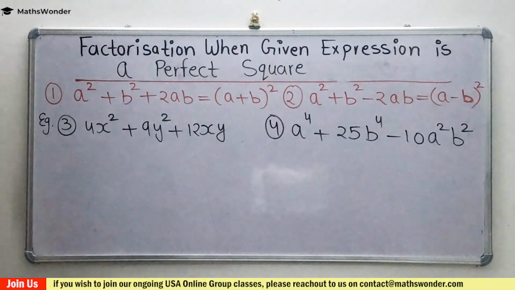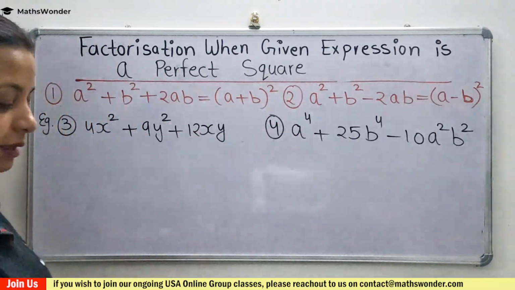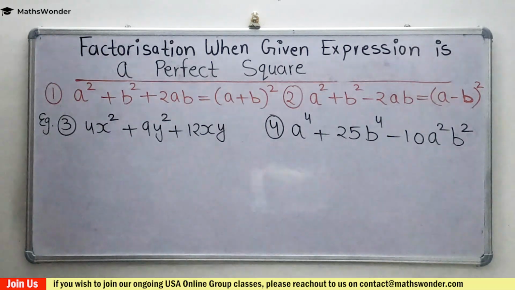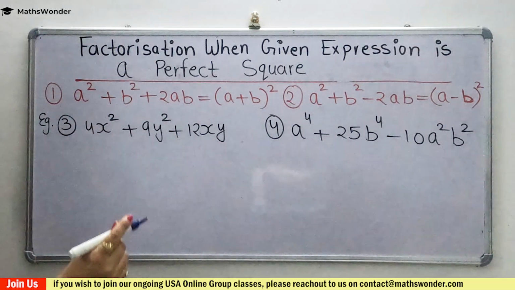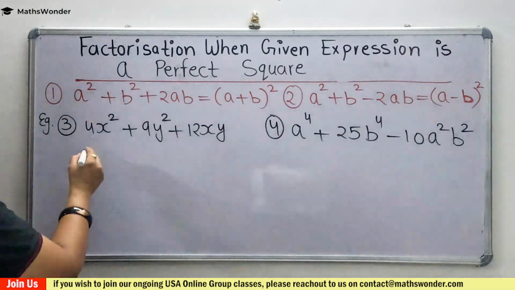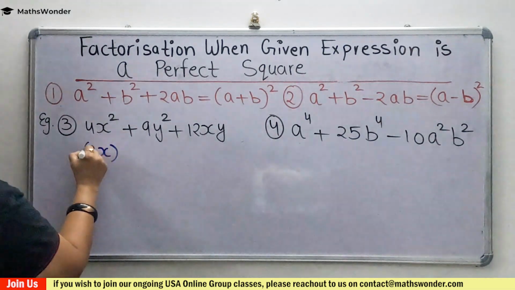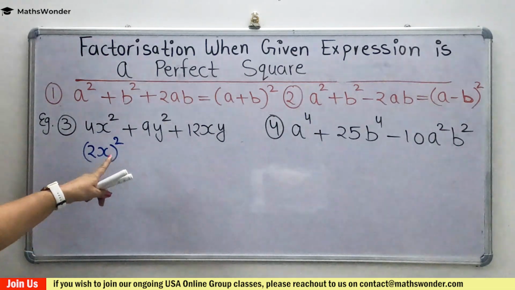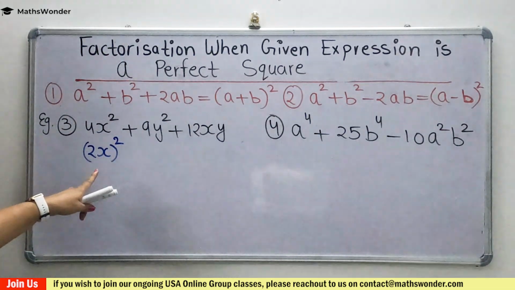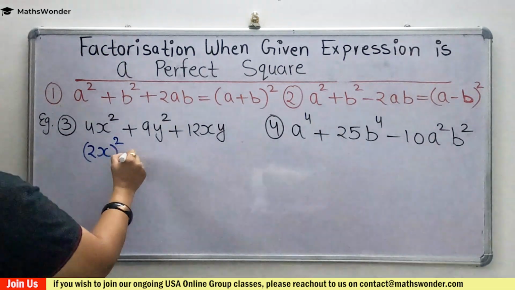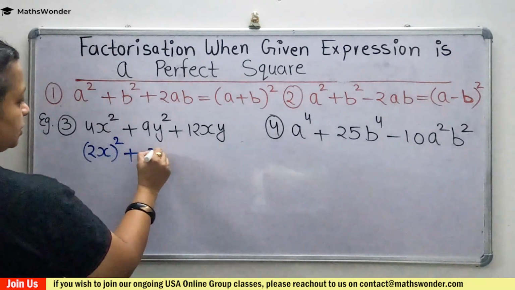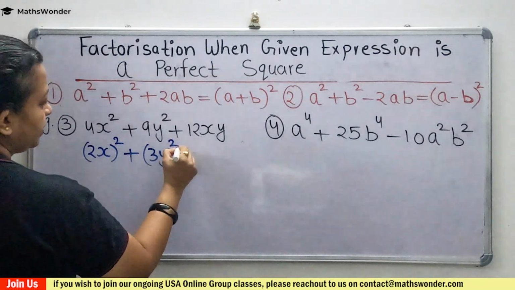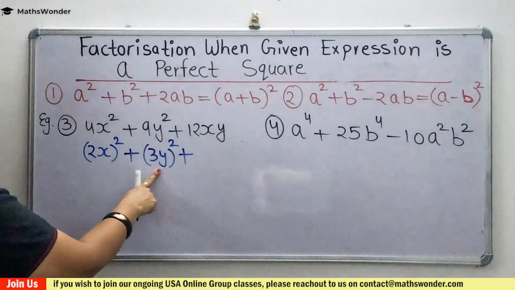Now see question number 3 and question number 4. First we will solve question number 3. Now you have to make the perfect square. 4x square is the perfect square of 2x, right? Yes, it is. So 9y square is the square of which number? 3y, right? So 3y whole square. Now this is your a, this is your b.